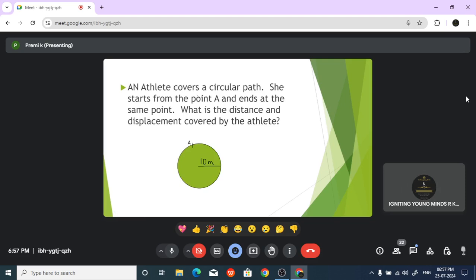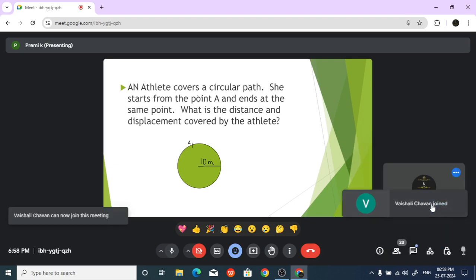Can any one of you read this? I will read. An athlete covers a circular path. She starts from the point A and ends at the same point. What is the distance and displacement covered by the athlete? Is displacement equal to zero?